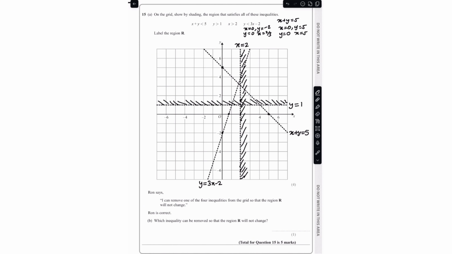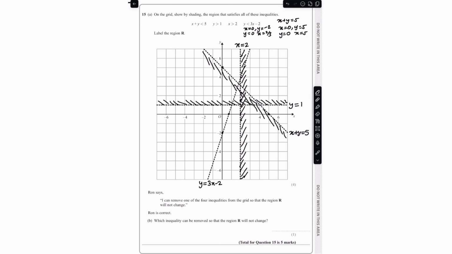And for the final two inequalities, I'm going to start with x plus y is less than 5. If x plus y is less than 5, we can pick a random point on our graph to see if it satisfies the inequality. And if it satisfies the inequality, we shade that side of the line. So for example, if I pick the point 0, 0, which is at the center, 0 plus 0 is less than 5, which is true. So I know that I'll be shading below this line. So the shaded part will look something like this.